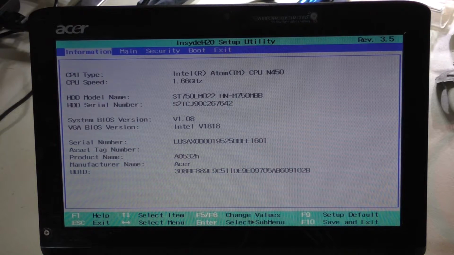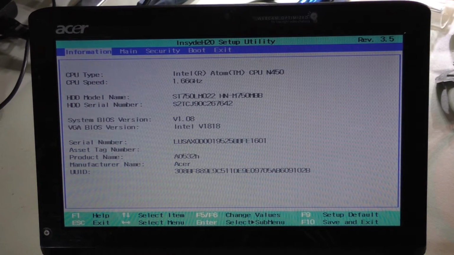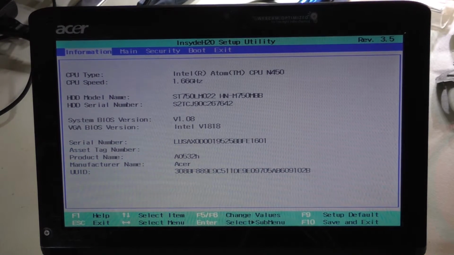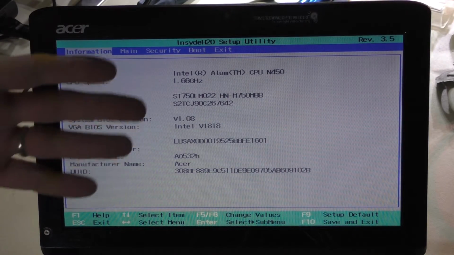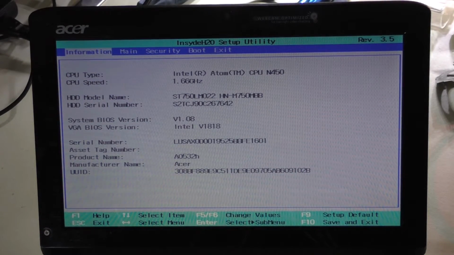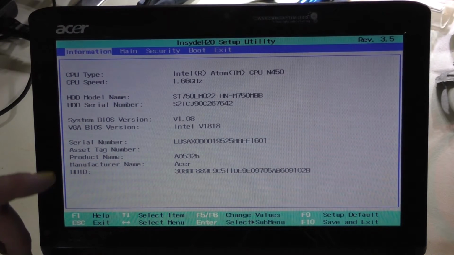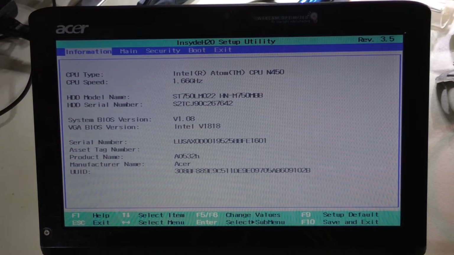So I don't think at this point I'm going to put any money into it. I'm not going to go buy a larger piece of RAM. I'm not going to buy an SSD. Unless, of course, something magical happens and I manage to get the brightness back up on this thing. I don't think it's worth the while. This is the 750 gigabyte hard drive in here, though.